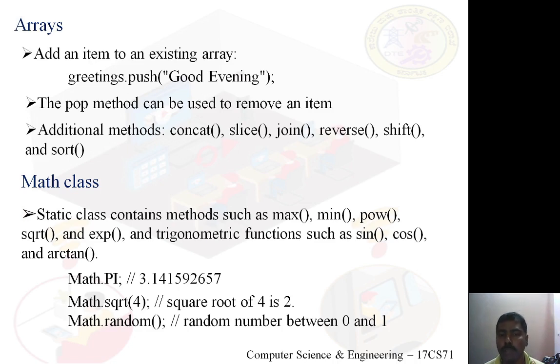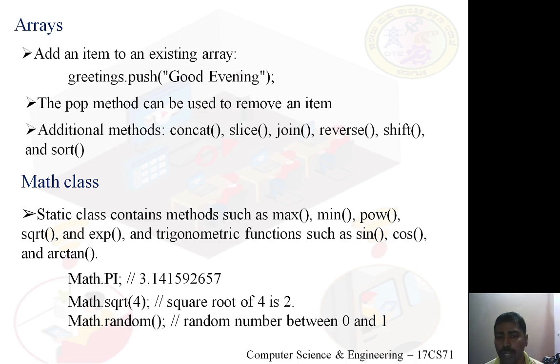So since Math is a static class, I am accessing its member, property or its method through the class name Math. To know the pi value, I am using Math.PI. To know the square root of some number, I am using Math.sqrt of 4. To generate some random number, I am using Math.random.